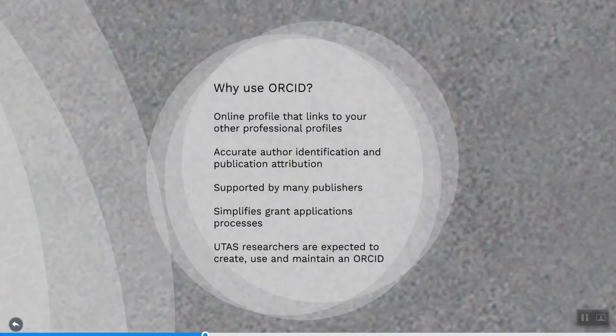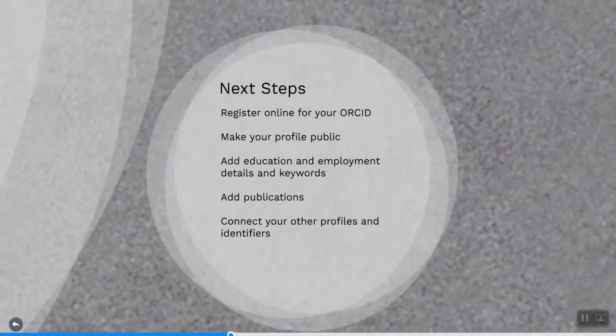Many publishers actually ask for submitting authors to provide their ORCID, and the systems of peak research bodies like ARC integrate with ORCID to simplify grant application processes. In addition to those benefits, or perhaps because of them, UTAS researchers are expected to create, use, and maintain an ORCID. So how do you get an ORCID?